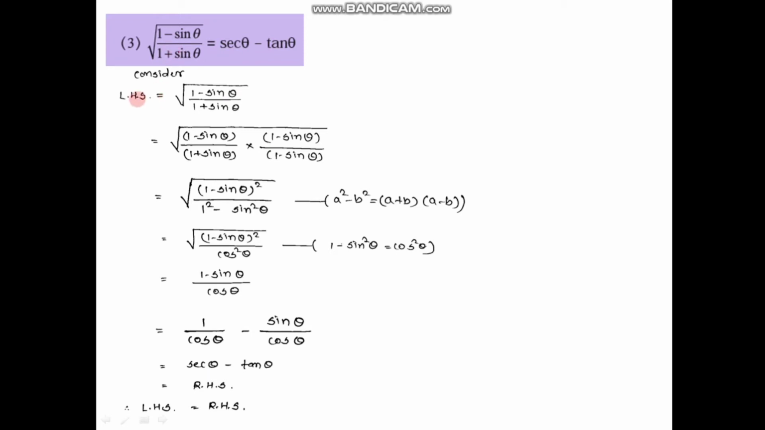So we have started with LHS and we get the RHS, that's why LHS is equal to RHS. That means we have proved under root 1 minus sin theta divided by 1 plus sin theta is equal to sec theta minus tan theta.